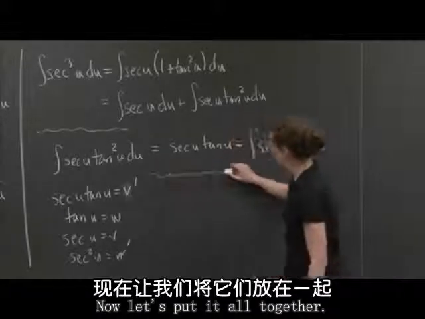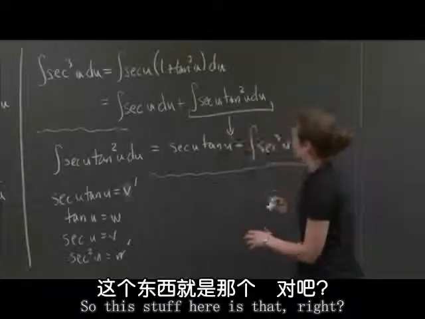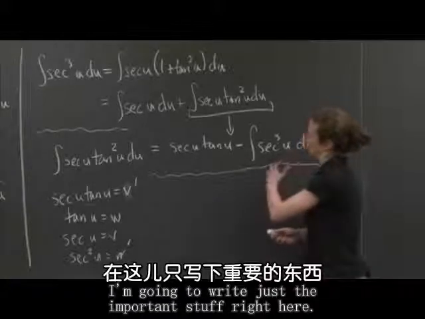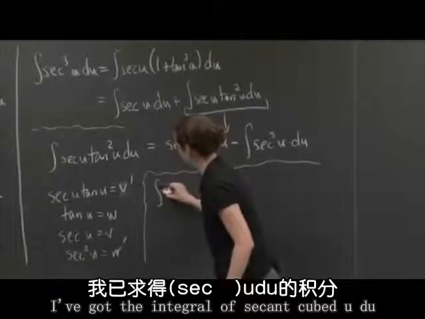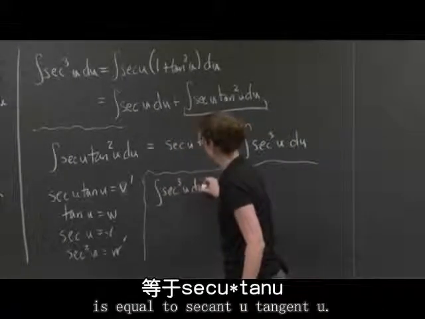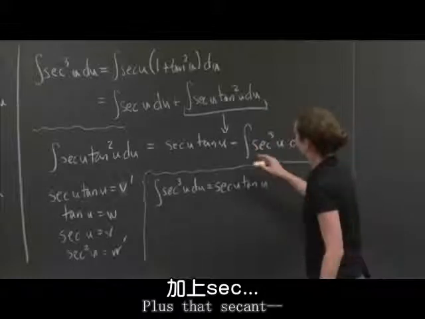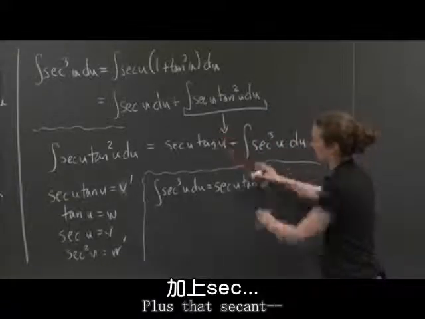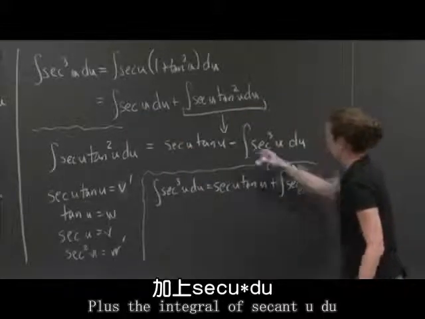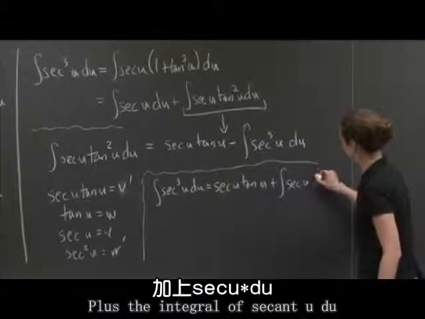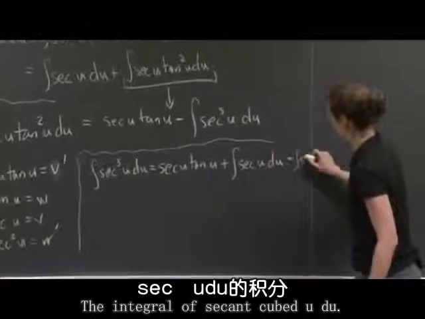Now let's put it all together. Let's take it back. So this stuff here is that, right? That's what we did. I'm going to write just the important stuff right here. I've got the integral of secant cubed u du is equal to secant u tangent u plus that secant. I forgot to put that one in, so let me write in that one. Plus the integral of secant u du minus the integral of secant cubed u du.